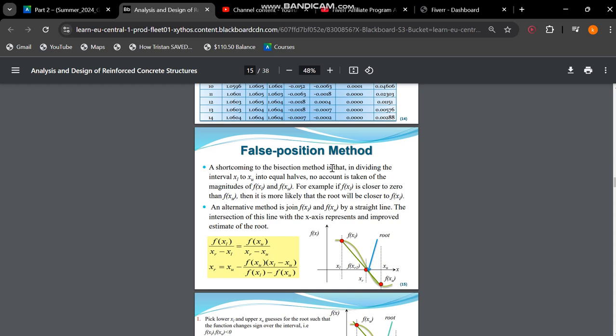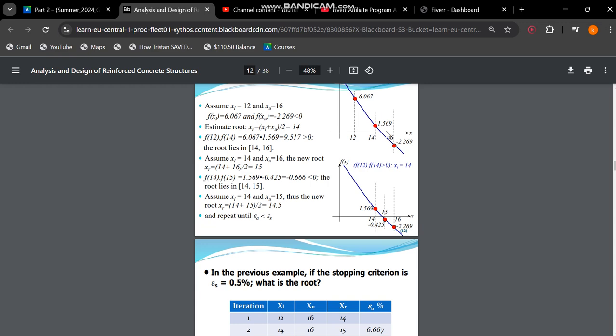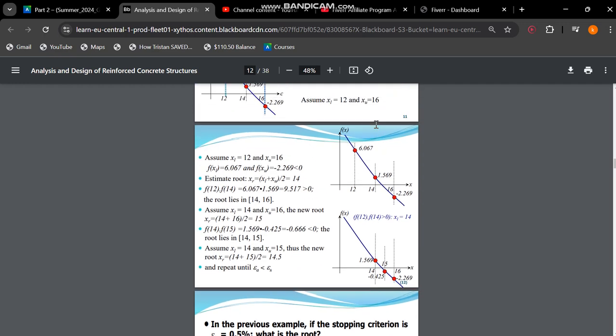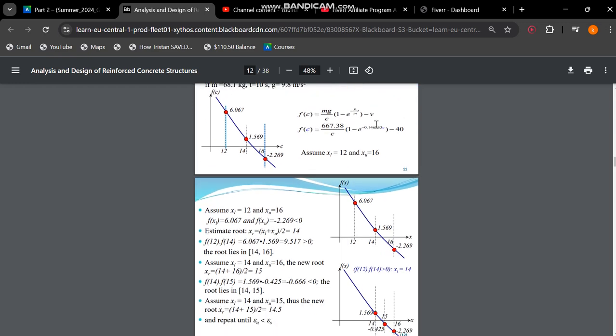A shortcoming of the bisection method is that in dividing the interval xl to xu into equal halves, remember we take the midpoint, no account is taken of the magnitudes of f(xl) and f(xu). For example, if f(xl) is closer to 0 than f(xu), then it is more likely that the root will be closer to xl. If you see over here, the root was here, but the estimate is always in the middle. That can be a problem because the computer would need to do more computations to reach the root.